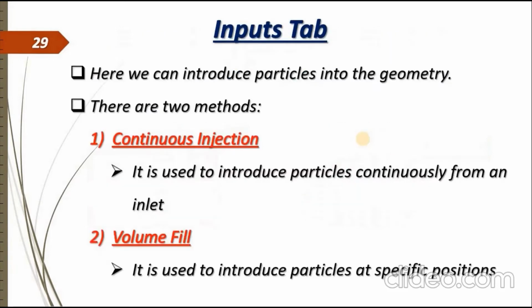In the inputs tab we can introduce particles in the geometry, and there are two methods for that. One of them is continuous injection, which is used to introduce particles continuously from an inlet, while volume fill is used to introduce particles at specific positions, and we can define those positions manually as well.